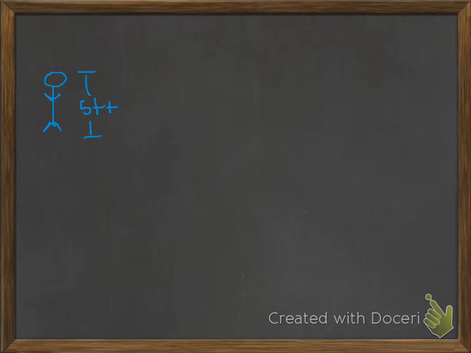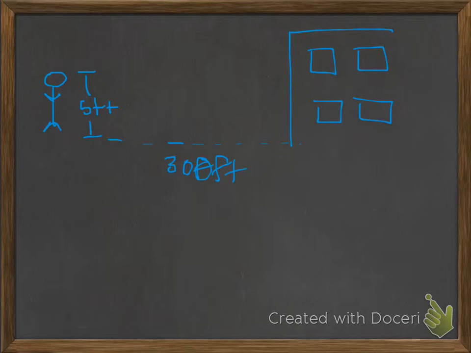So the transit's sitting here. And if this is my building over here, I know that it's 300 feet. Let me fix that. So the building is 300 feet from the transit.